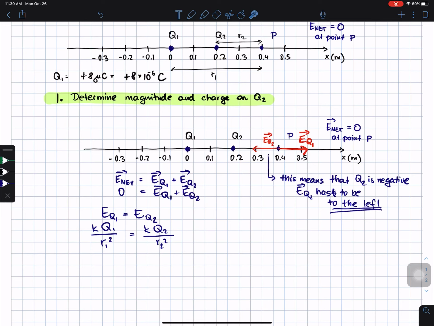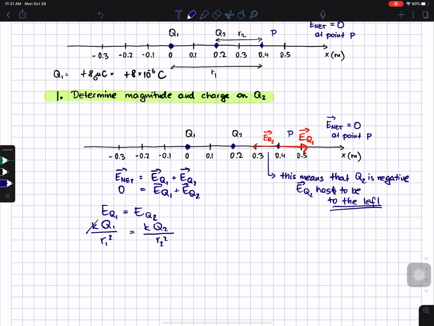Now let's go to the calculation. If we add the two vectors, they have to give us 0 as a net field, and that means the magnitudes, or the numerical values, of those two electric fields have to be equal. So this is a pretty simple calculation. We can cancel out the constant k. We know that R1, the distance between the Q1 particle and the point P, is 0.4 meters. And we know that R2 is 0.2 meters.